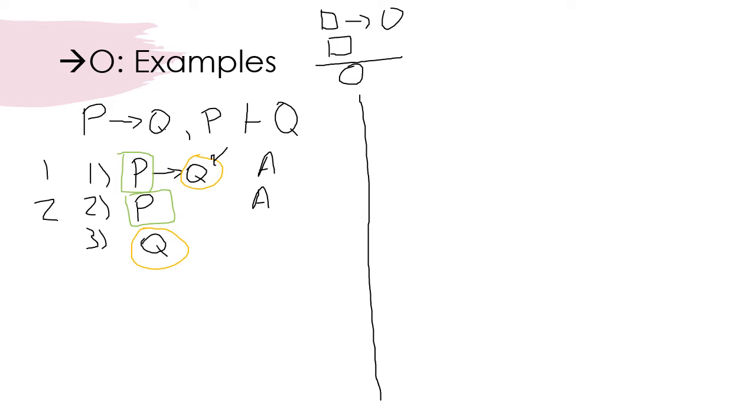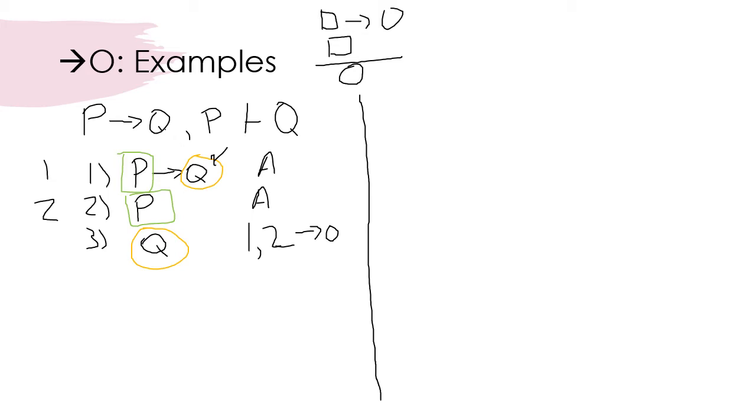So from lines 1 and 2, because those are our pieces, we have the square, arrow, circle in line 1, and we have square by itself in line 2. So those are the two pieces of information we need. And then what's the rule we're using? Well, we're using the arrow out rule. So we cite the arrow out after we cite the two line numbers of which the information we needed to use that rule comes from. So we have it there.